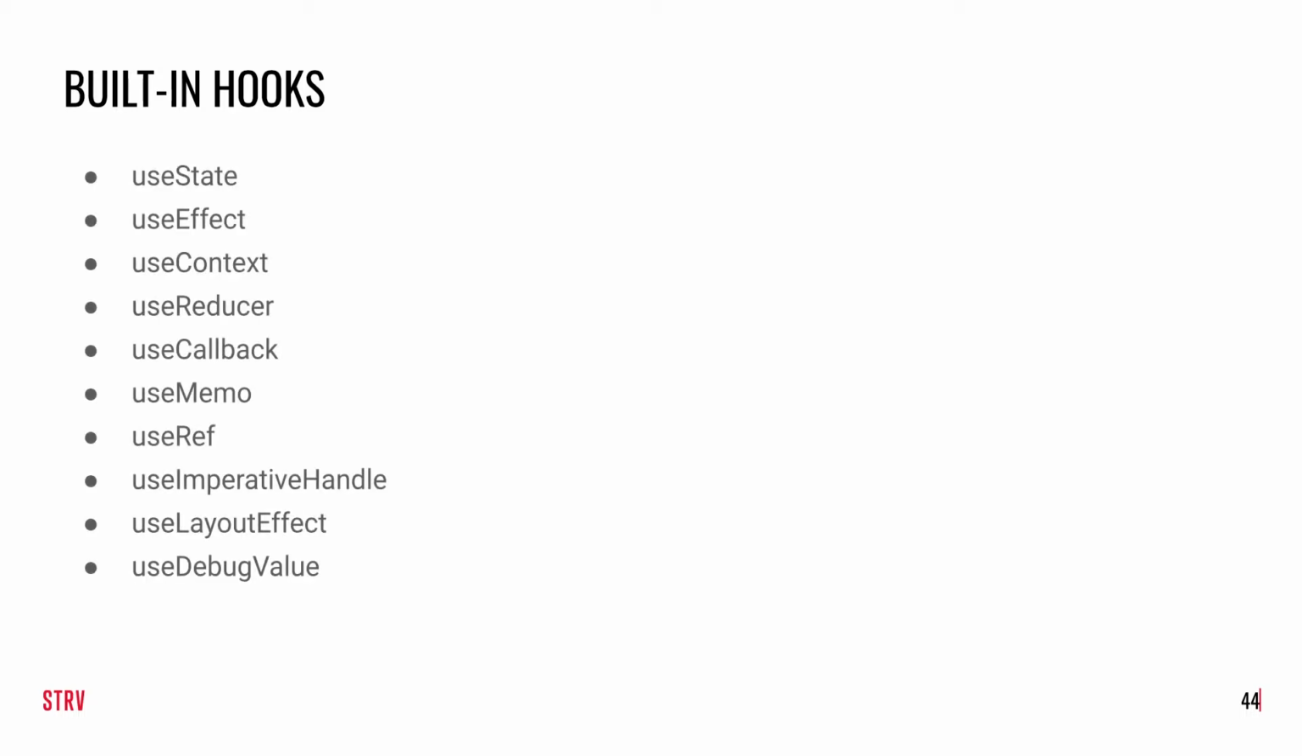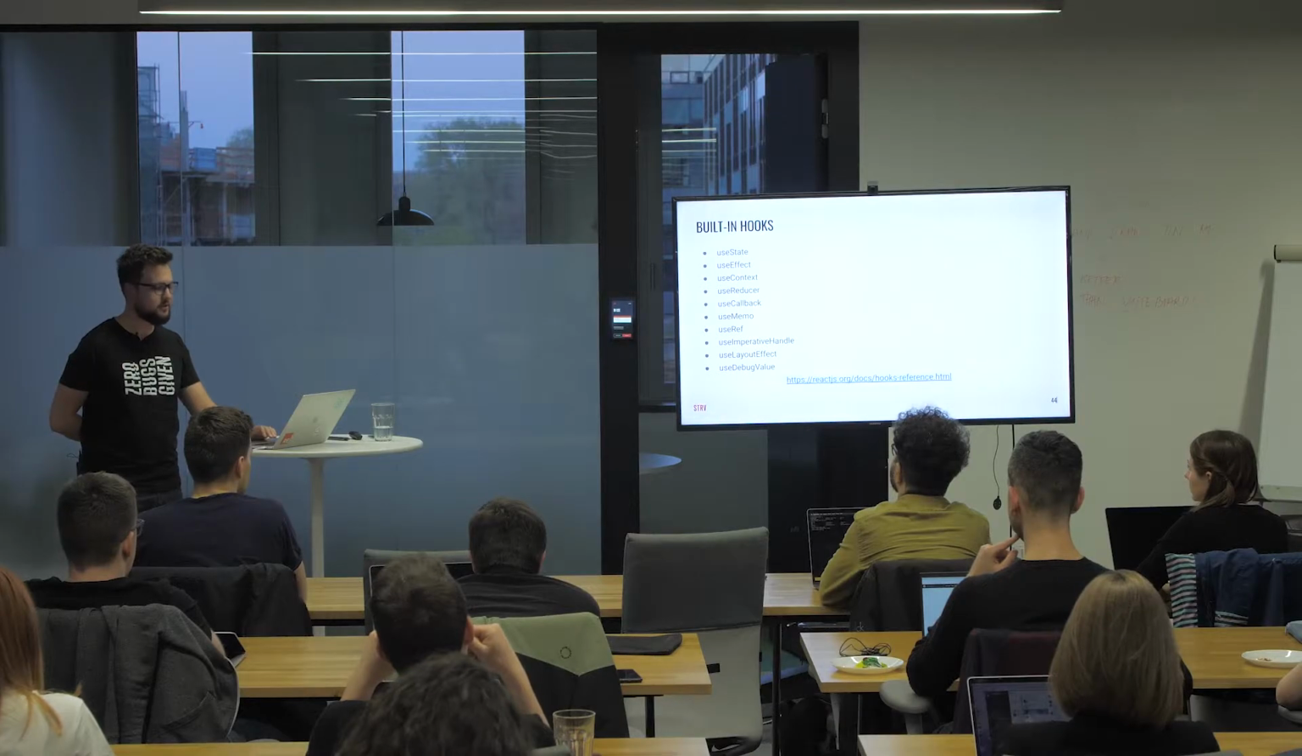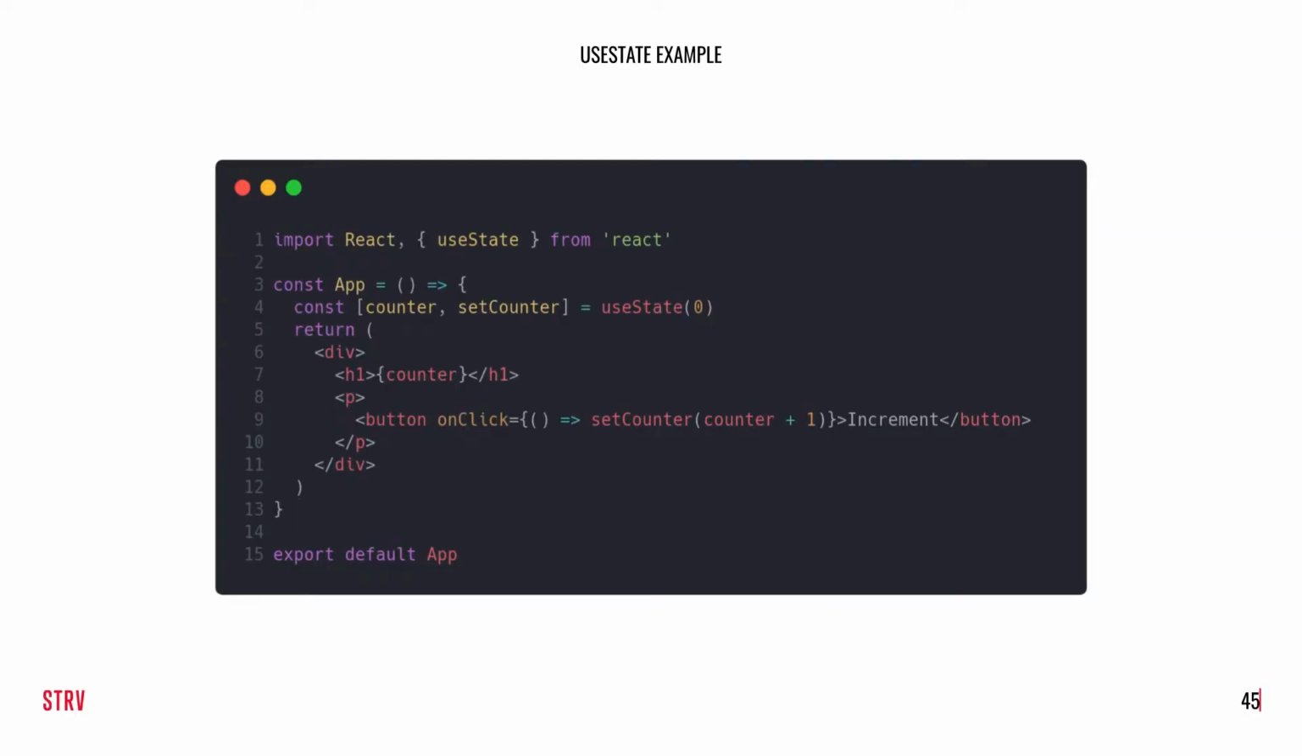React provides several built-in hooks, and it's quite a big number of them. I think there is no time for going through every one of them, so please check the React docs. It's really well described there. And here's some example. useState is probably the most used React hook.